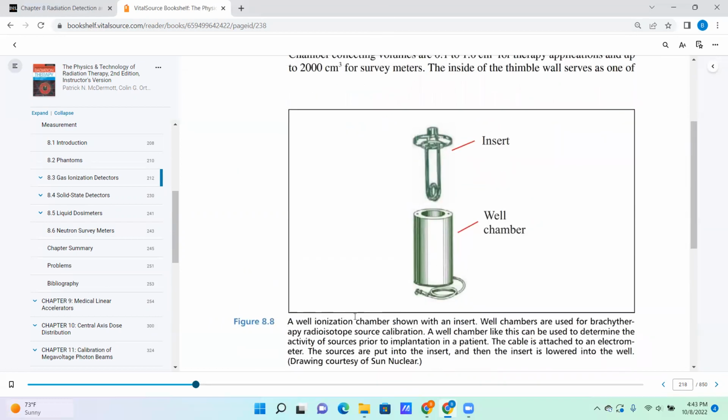So you see a well ionization chamber here with an insert. Well chambers are used for brachytherapy isotope source calibration. A well chamber like this can be used to determine the activity of sources prior to implant in the patient to make sure you've got the right amount of activity that you need. The cable is attached to an electrometer. The sources are put into the insert, and the insert is lowered into the well.